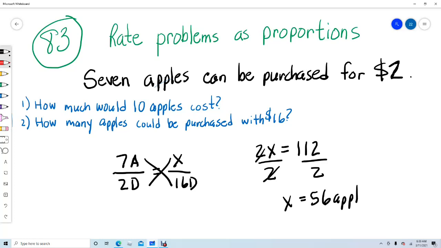All right, so it's really not hard at all. If you know rates, if you can do rates, you can do your problems with proportions, conditional proportions. Okay, that's what they're going to ask of you today.